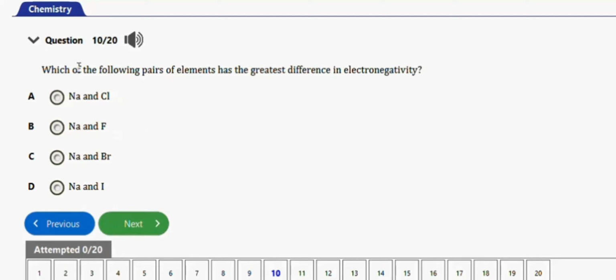It says which of the following pairs of elements has the greatest difference in electronegativity? We have sodium and chlorine, sodium and fluorine, sodium and bromine, sodium and iodine. So the right answer is option B, since fluorine is the most electronegative element, so it will have the greatest difference in electronegativity with sodium. Right, so the right answer is option B. That's for this question. The next question with this one.